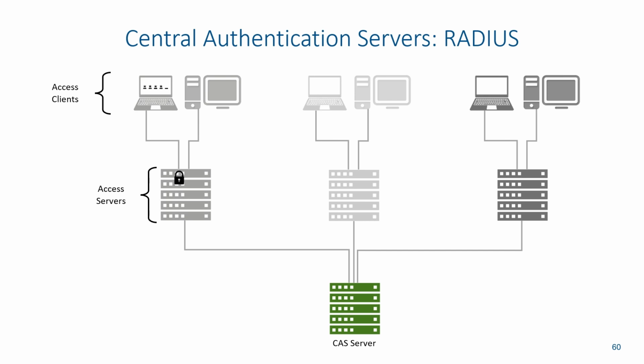So the user is going to provide their credentials. The credentials are going to be submitted to the server. The server is going to relay this onto the central authentication server, who's going to authenticate them and send this back to the server saying that this user should have authentication. And then the access client is now granted access.